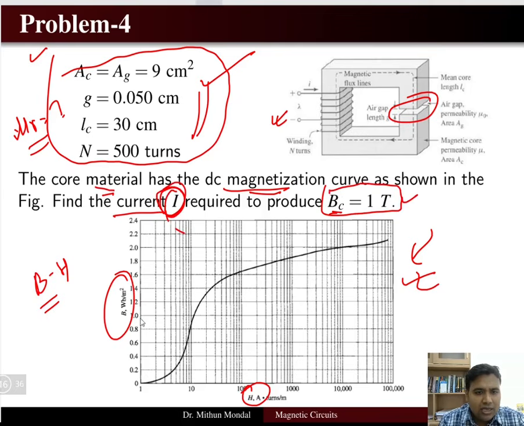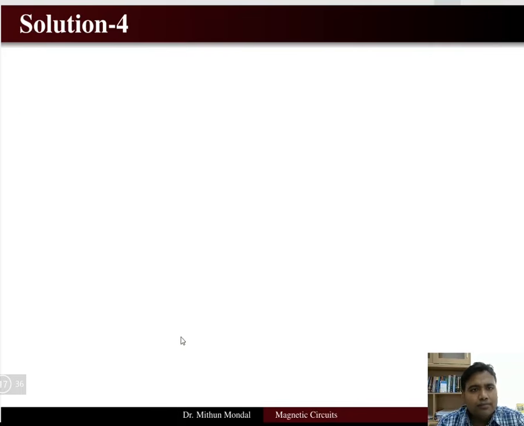If you see here, you have the flux density of 1 Tesla. If you follow the graph, somewhere here the magnetic field intensity will be found. The slope of this curve will give you the value of μr, that is, the relative permeability. Okay, so let us see the solution for this problem.